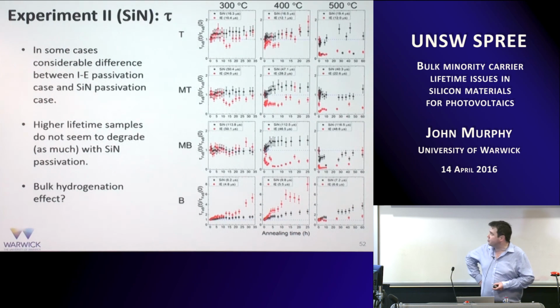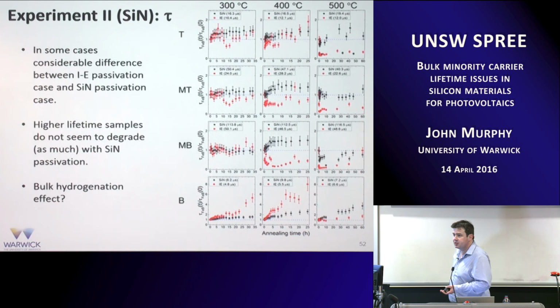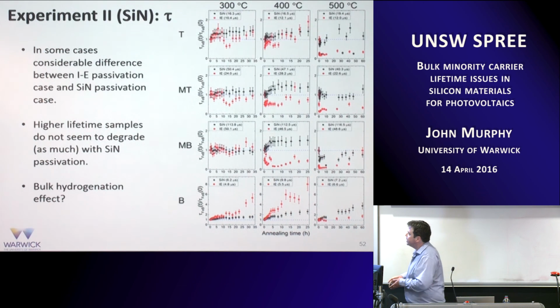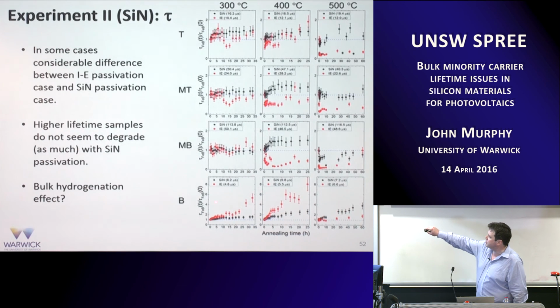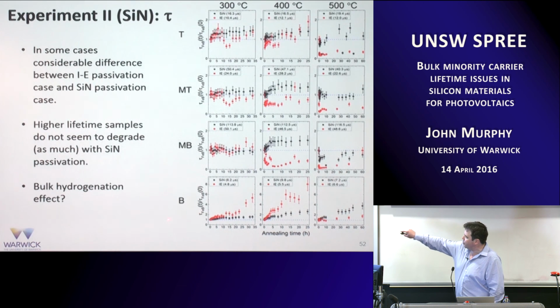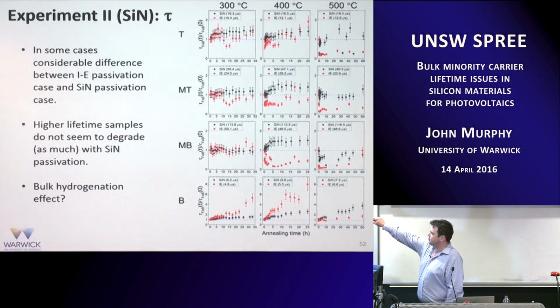So we've done the same experiments with silicon nitride surface passivation done at ISFH, and I've plotted here the ratio of lifetime to the starting lifetime, because they're slightly different samples. They're sister samples at each position, but they're not sisters between the silicon nitride and the iodine ethanol. The red points are the iodine ethanol, the black are the silicon nitride. And what we find is that, say for the good wafers at the middle bottom, iodine ethanol kills the lifetime with annealing at, say, 400, whereas silicon nitride increases the lifetime.